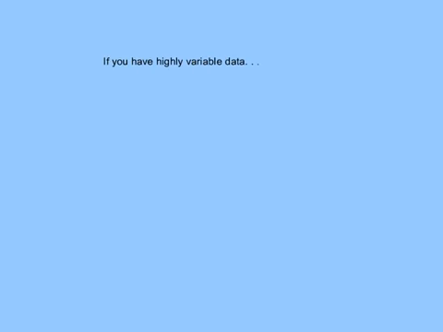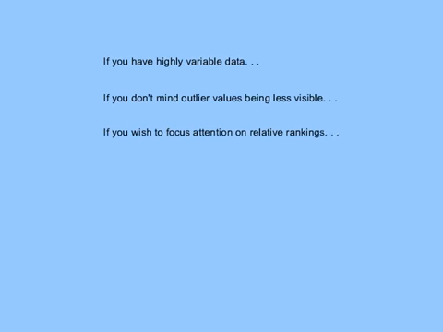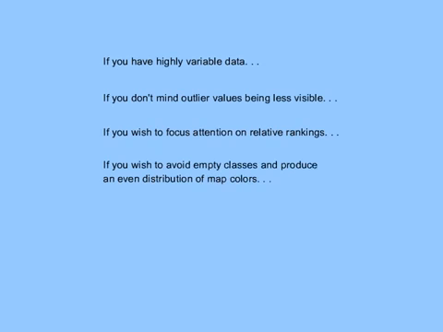If you have highly variable data, if you don't mind outlier values being less visible, if you wish to focus attention on relative rankings, if you wish to avoid empty classes and produce an even distribution of map colors, then use quantiles to map your data.